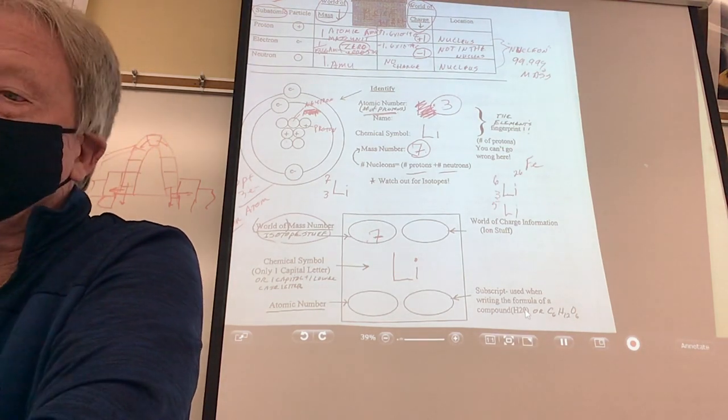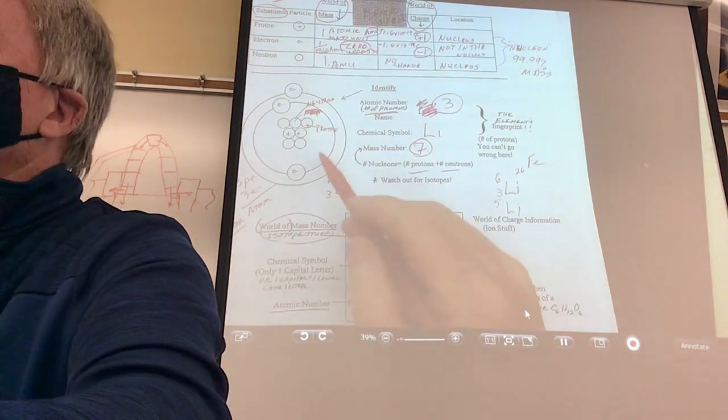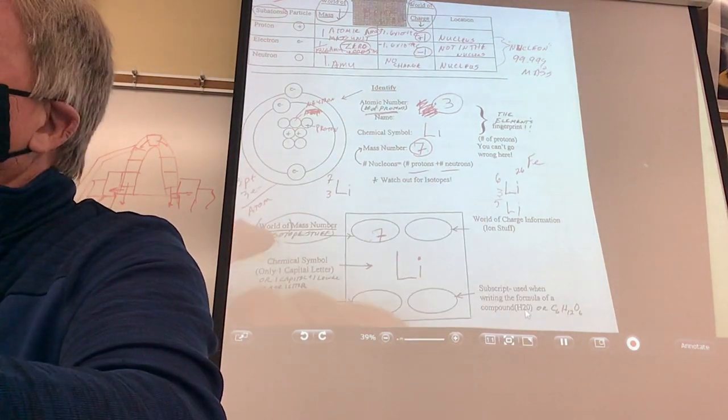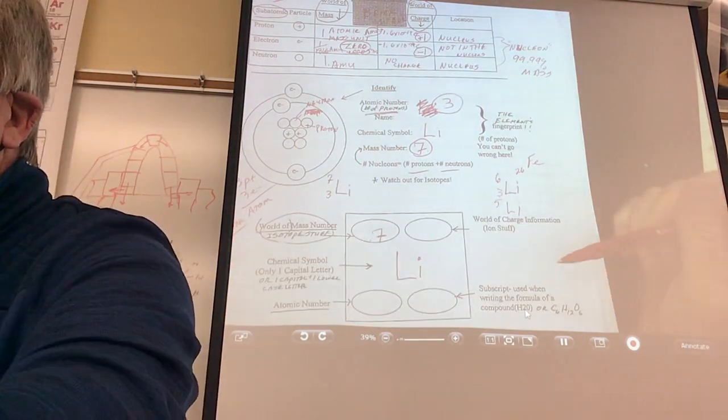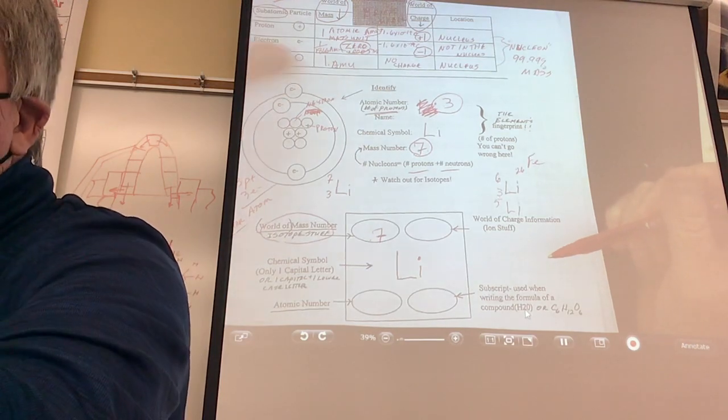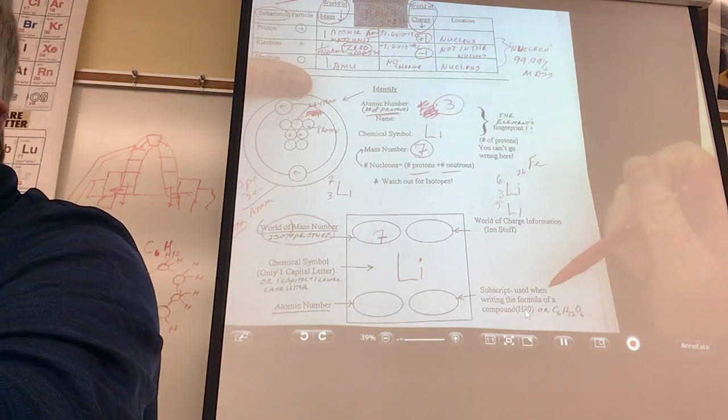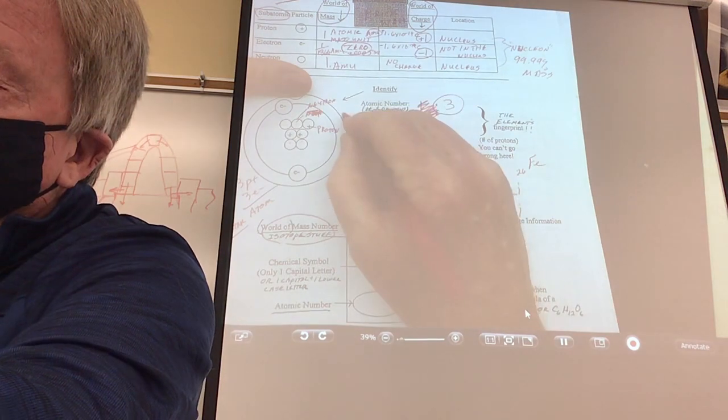Yeah? So let's go over here now. Metals have a tendency to lose electrons anyway. Let's pretend that my lithium atom lost one of its electrons. Okay, now, ready?